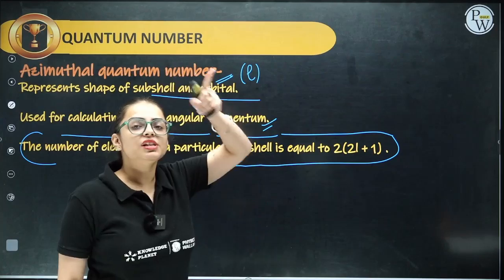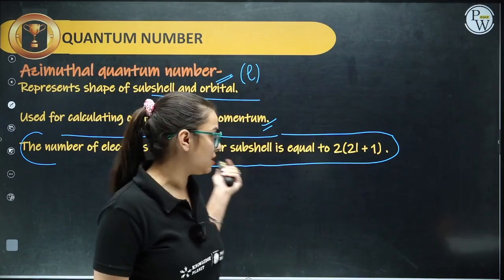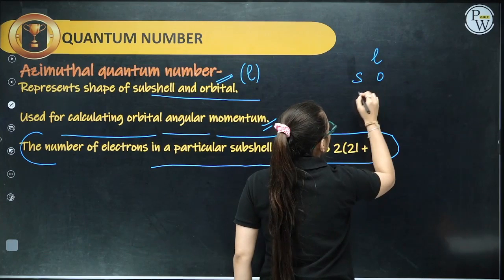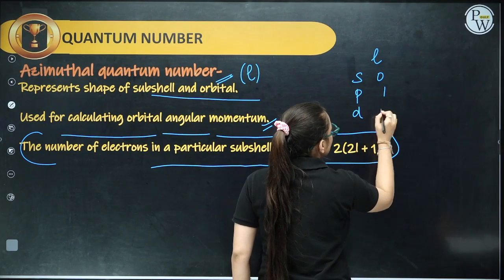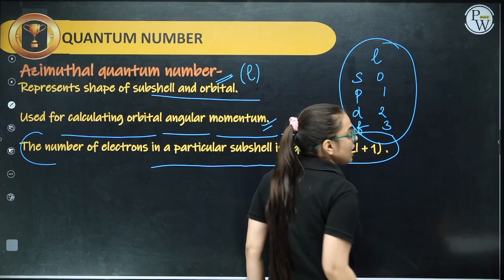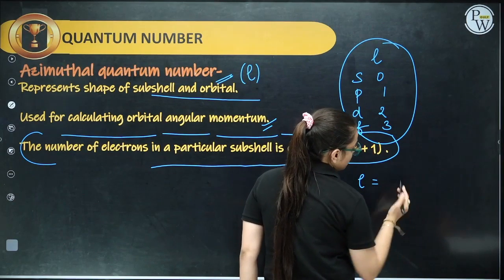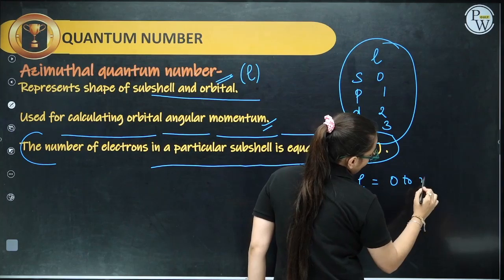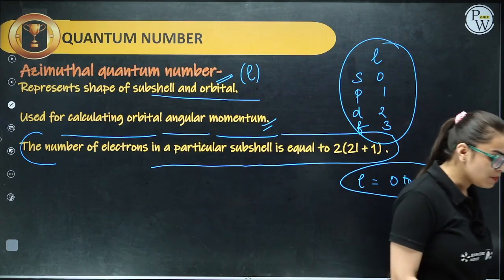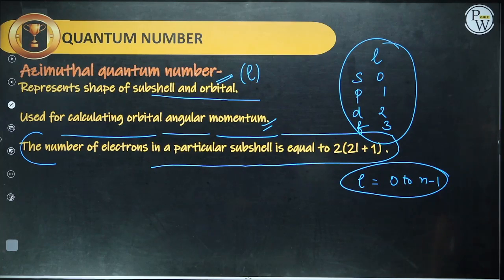The principal quantum number will tell you about the shell. This will tell you about the subshell. Now see, l for s is going to be 0, for p is going to be 1, for d is going to be 2, for f is going to be 3. Always remember. And how do you calculate the value of l? l is basically 0 to n minus 1. Is it right or is it wrong? Very simple formulas, students, you have to use to calculate the value.